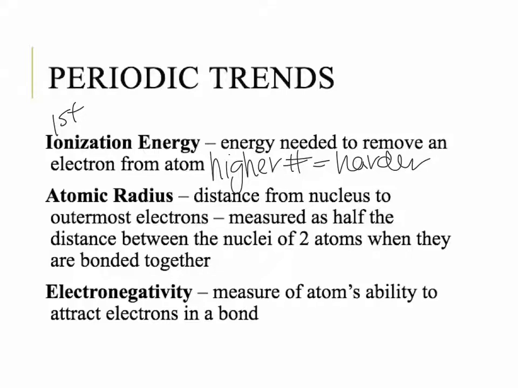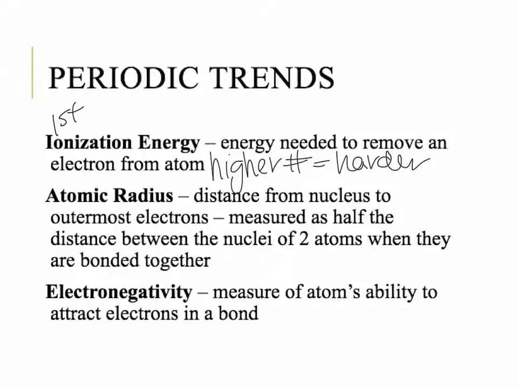Atomic radius is just what it sounds like, the distance from the nucleus to those outermost electrons. Obviously, we can't see atoms, but there are some ways that we can measure this. Obviously, a larger number here means a bigger atom.